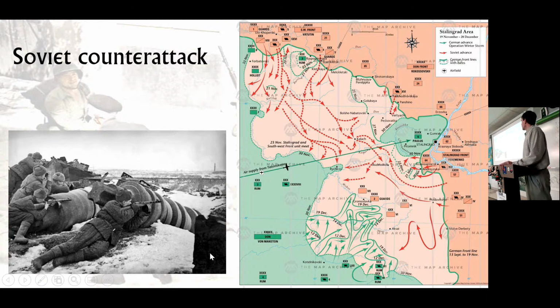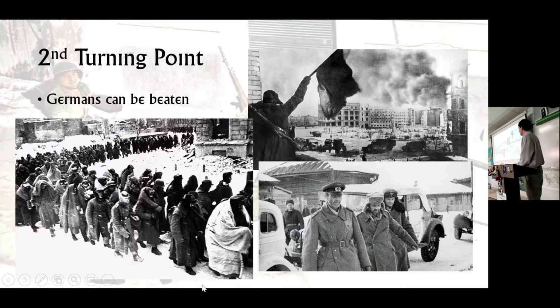Stalingrad would turn into a decisive German victory and the second turning point of the war. The counterattack, second turning point. What did you miss? Did I say German victory? Yes. A decisive Soviet victory. Thank you for giving me that look. I'm so confused. And now the Germans can be beaten.